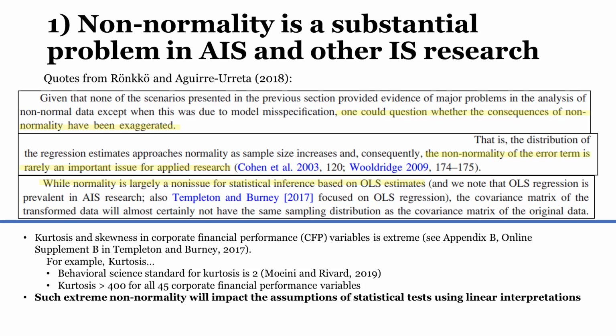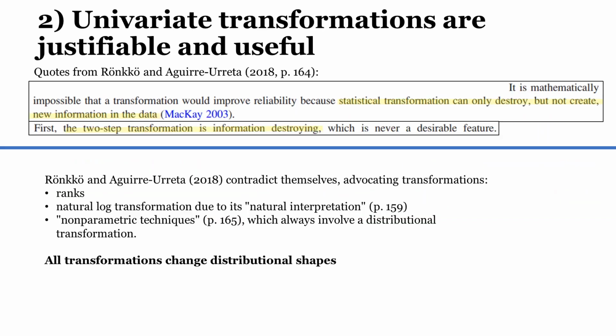Good examples are found in our 2017 JIS article. Among the 45 corporate financial performance variables that we evaluated, kurtosis was greater than 400 for all of them. By contrast, the standard for kurtosis being problematic is 2 in the behavioral sciences. We assert that such will impact the assumptions of statistical tests using linear interpretations. Regarding the second misunderstanding by the authors, we assert that univariate transformations are justifiable and useful.